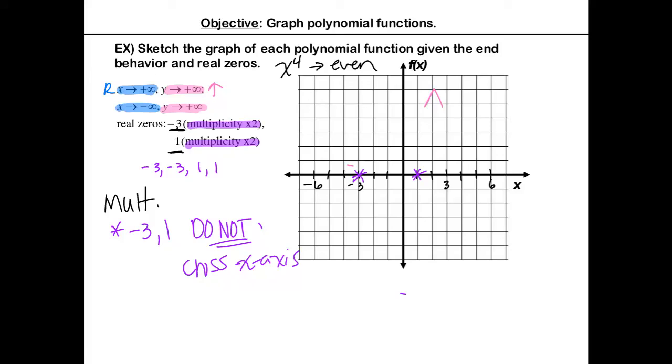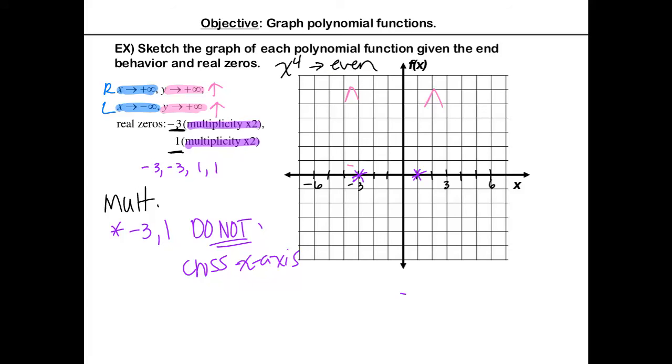Snow, can you tell me the left side should be pointing where? Upwards. Good. Thank you. And again, notice they're both pointing up. That's because it's an even function. Even function means they should be pointing the same direction.